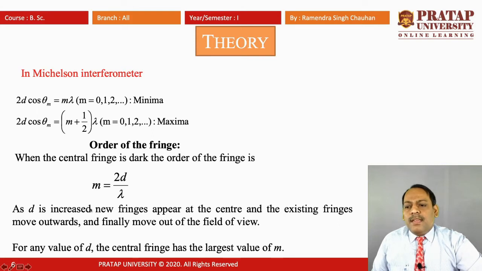As d is increased, new fringes appear at the center and the existing fringes move outwards and finally move out of the field of view. For any value of d, the central fringe has the largest value of m. So what is d? d is the spacing between mirror M2 and the image of mirror M1. We can determine this by using the scales provided in the Michelson interferometer. The difference of the scales gives the value of d.